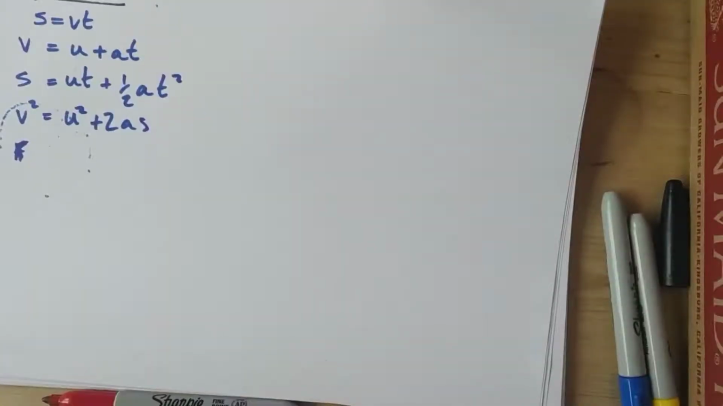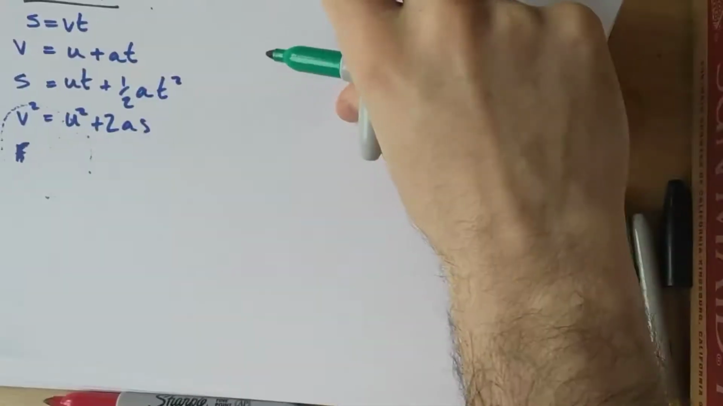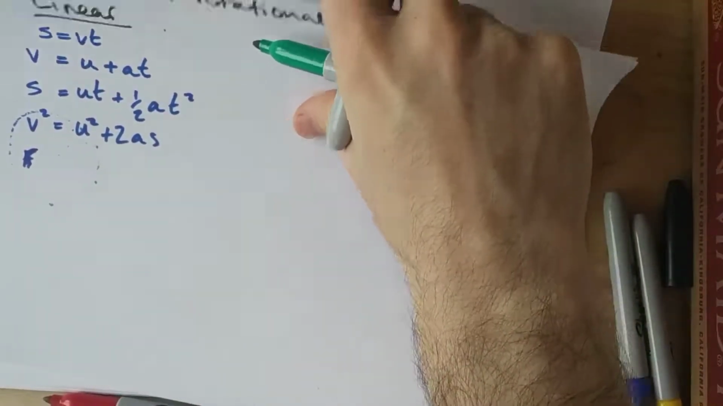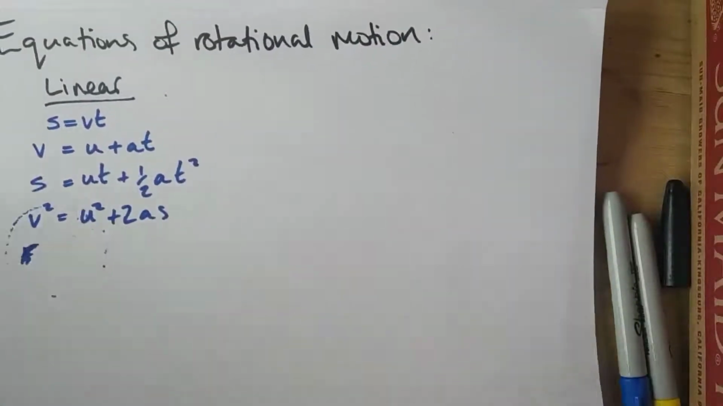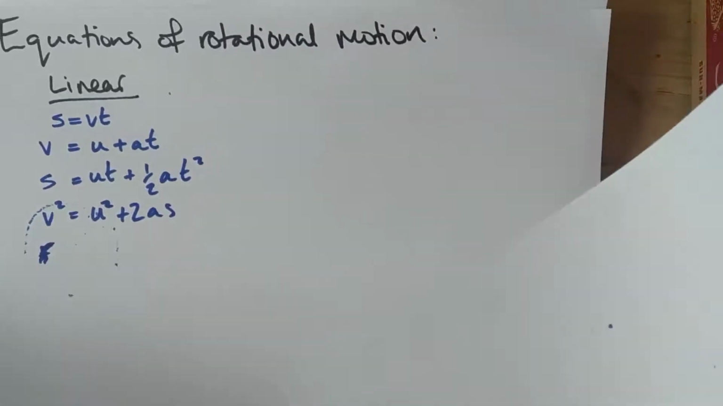The next thing we can do is derive some equations of motion. Since the maths is the same, these equations are going to have exactly the same shape in both rotational and linear form. Okay?